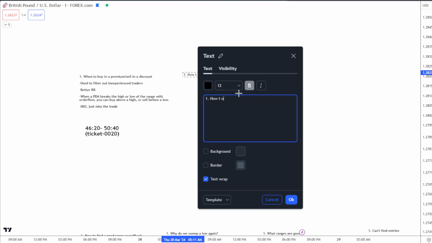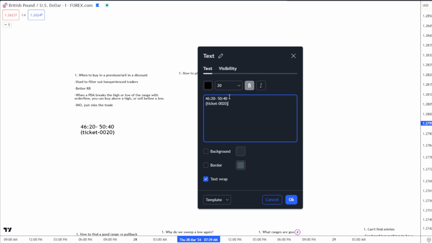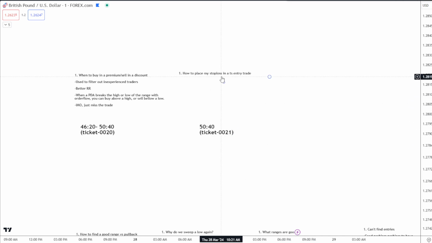How to place my stop loss in a turtle soup entry trade. Okay, this is ticket 540 and ticket 21. So how do you place your stop on a trade?